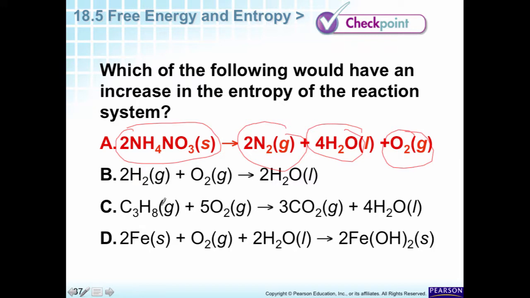Okay, so if we look at this one, we have 6 particles going to 7, so that should be an increase, but we only have 3 that are gas. We have 5 that are gas there. 6 to gas, so it's a decrease in entropy. This one we have 2 solids and 1 gas and 1 liquid, and we're going to solids and less of them, so that's more complex, so it's getting away from more entropy.